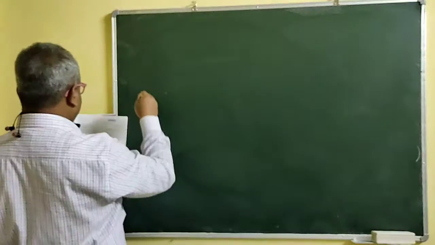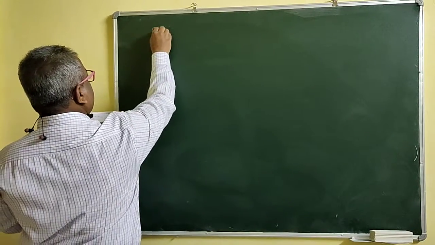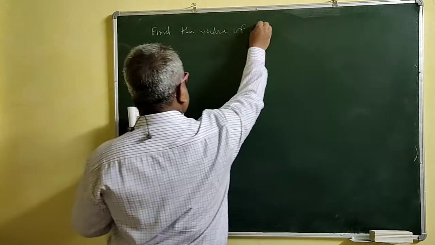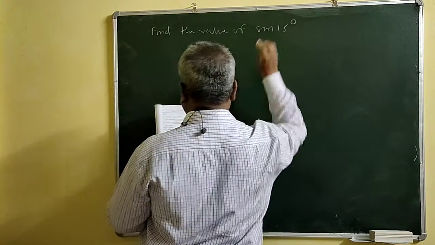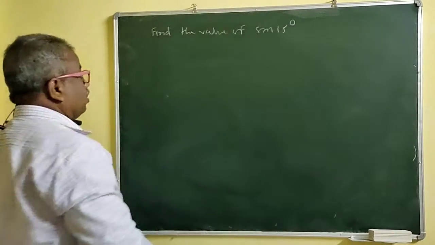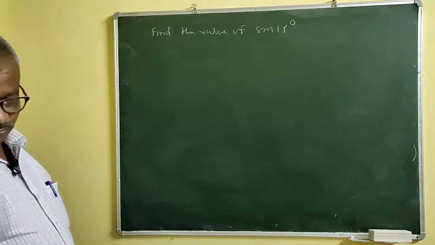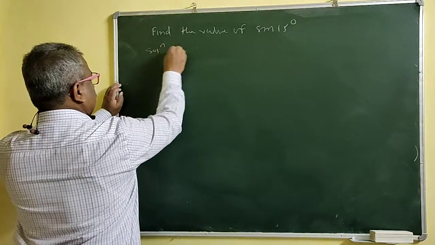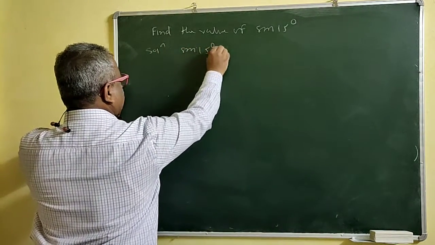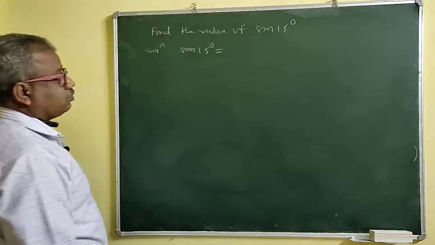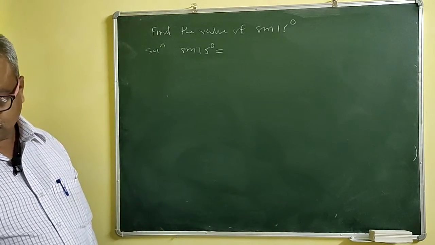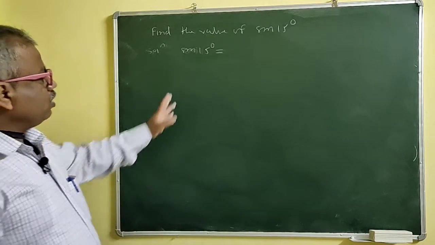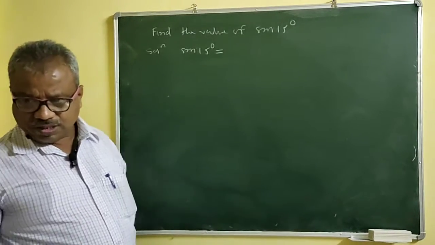Find the value of sine 15 degree. Okay, solution. Sine 15 degree is equal to sine 15 degree. How can we write this in terms of A minus B or A plus B?